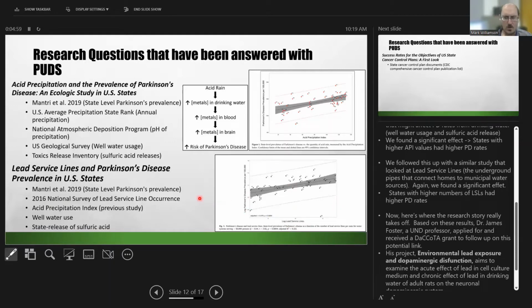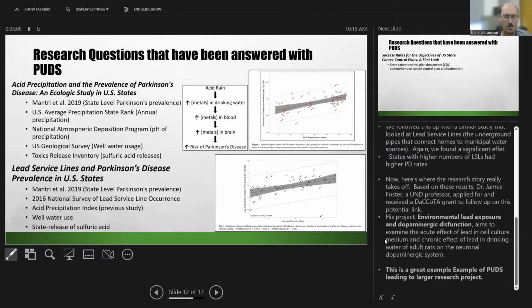Now, here's where the research story really takes off. Based on these results, Dr. Foster, a Unity professor, applied for and received a DaCCoTA grant to follow up on this potential link. His project, Environmental Lead Exposure and Dopaminergic Dysfunction, aims to examine the acute effects of lead in cell culture medium and chronic effects of lead in drinking water of adult rats on the neurological dopaminergic system.